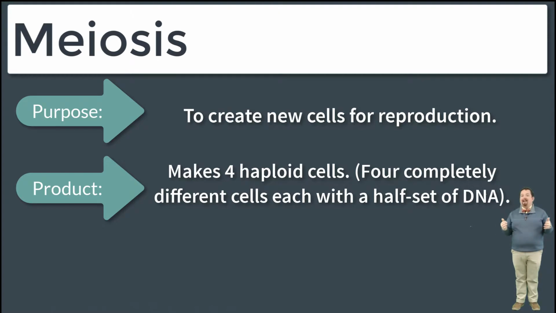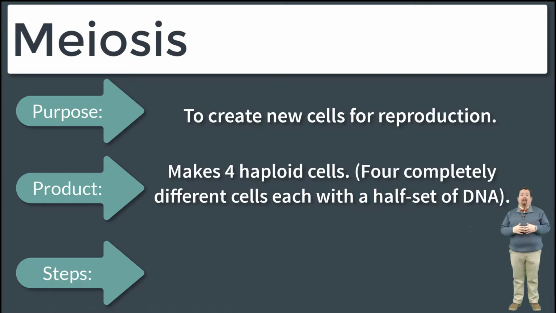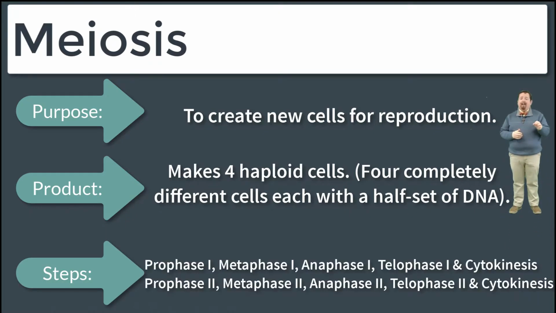Once two sex cells come together, since they each have half of a set of DNA, they can start to form a new organism by combining their DNA, giving the organism a full set of DNA. The steps to meiosis are similar to mitosis, except we do everything twice. So we go through prophase 1, metaphase 1, anaphase 1, telophase 1. We go through cytokinesis again, skip interphase, and we go to prophase 2, metaphase 2, anaphase 2, telophase 2, and then we hit cytokinesis again.